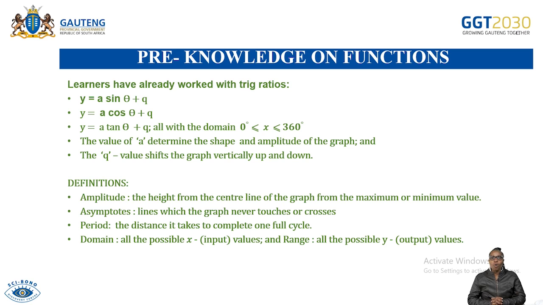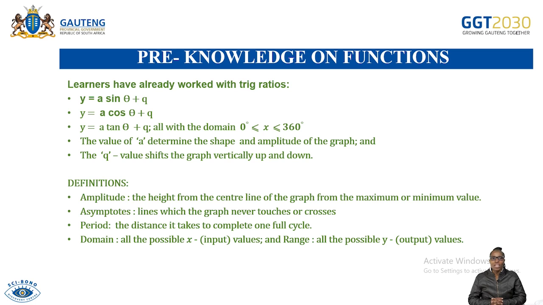And you already know some definitions which are included in this topic of trig graphs or trig functions. You already know the amplitude: when I'm talking about the amplitude, I refer to the height from the center line of the graph to the maximum or the minimum value. And when I'm talking about the asymptote of the graph, it's where the graph doesn't touch or doesn't cross over. We refer to that as the asymptote. You already know the period.